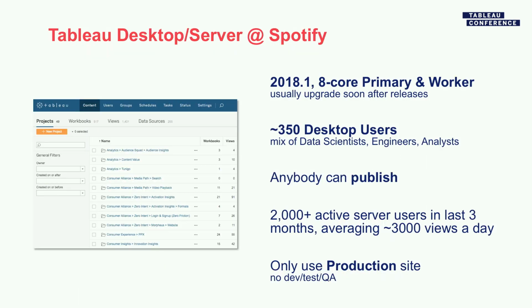Before some of the fun stuff, so everyone knows how we at Spotify use Tableau Desktop and Server: we're currently on version 2018.1, desktop and server, 8 cores. We have about 350 desktop users, which is a mix of data scientists, engineers, and analysts. All of them have the ability to publish to our Tableau server. We actually only use a production site. We don't use a dev, a test, a QA, or have a promote to production process. Some would say that's a bit of a Wild West, but it's working well for us.